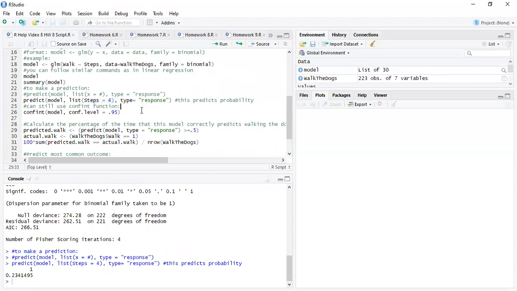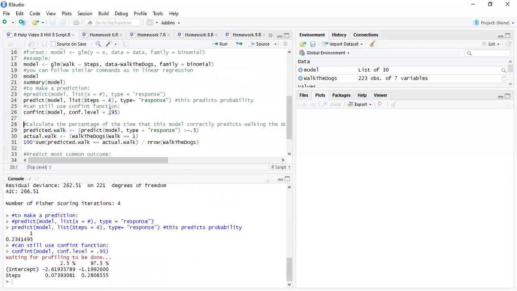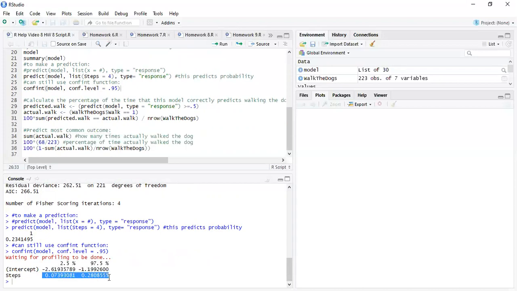Another important thing to note is you can still use the conf function. You run it the same way, conf model, and then your confidence level. You can write your confidence level, or you can just remember it defaults to 0.95 if you're using a 95% confidence level. And here are the intervals.